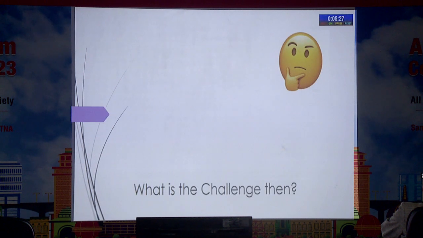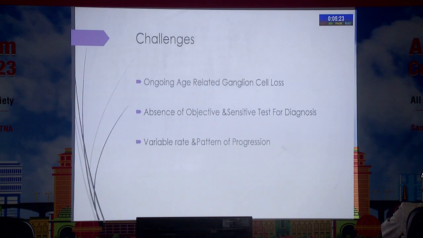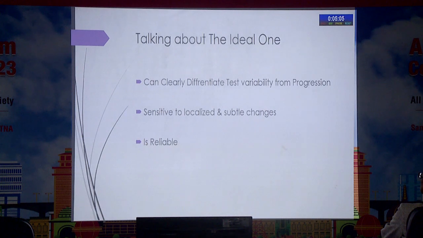So if we are so clear in our mind, then what is the challenge? The challenge comes when we have to race against time. The ongoing age-related ganglion cell loss is already there, and an adequate number of objective and sensitive tests for diagnosis is not there. And last but not least, the variable rate and pattern of progression needs to be kept in mind all the time.